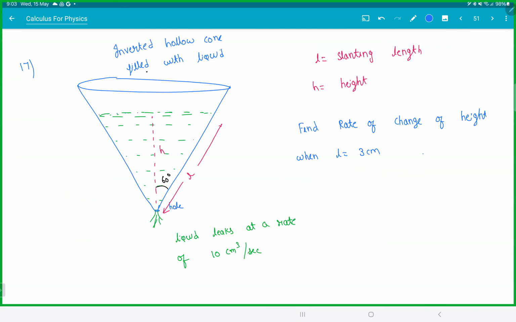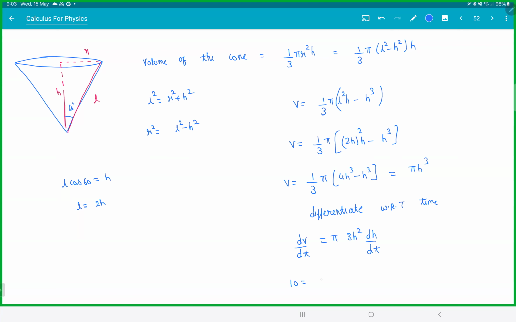So dV by dt is nothing but the volume leaking per second. That is 10. This is 3 pi. And what is H? The question is given when L is 3 centimeters. When L is 3 centimeters, H is 3 by 2 centimeters. So H square is (3 by 2) whole square, times dH by dt. So from here we get the rate of change of height would be 40 by 27 pi. Yeah, check.